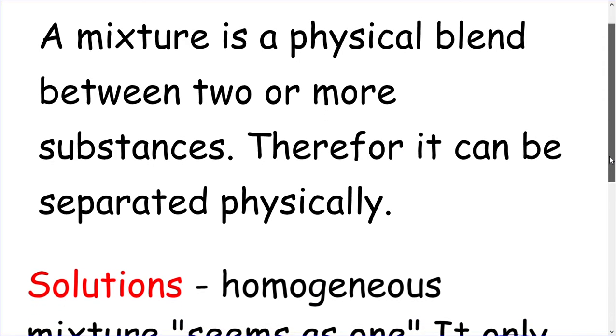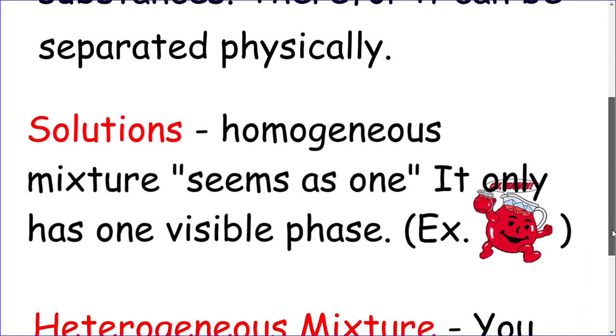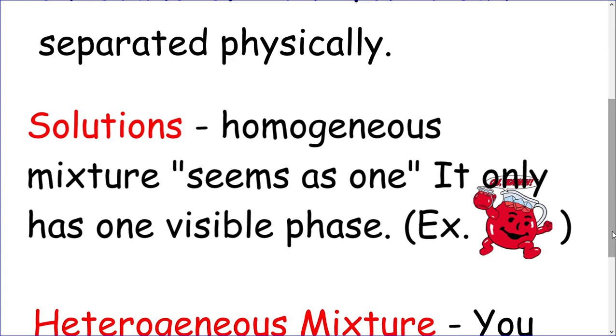So mixtures really get broken down into two pieces. We can say that solutions are one. You've got homogeneous mixtures, where the idea behind that is it seems as one phase. It only has one visible part that you can see. Think of Kool-Aid, for instance: you look at it, you only see one visible phase.